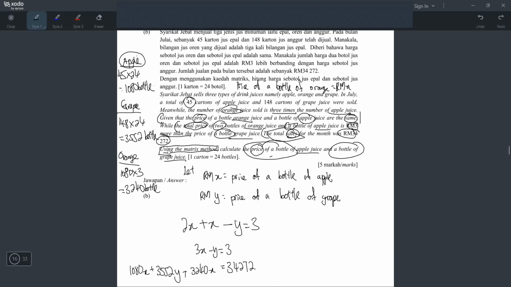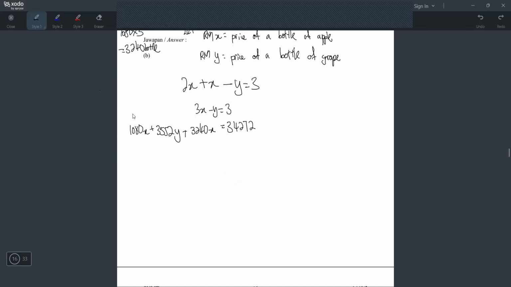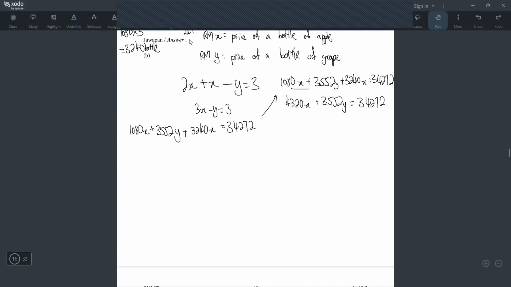And then finally, using matrix method, calculate the price of a bottle. Can find already. Okay, but I think this one I will write up here. 1080x plus 3552y plus 3240x equals to 34272. The x terms can be combined. Let's press 1080 plus 3240. My calculator gives me 4320x. So 4320x plus 3552y equals to 34272. And then this one I will erase for now.